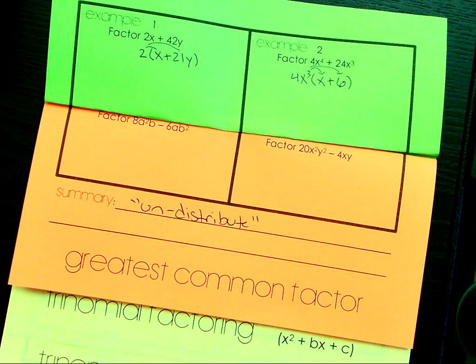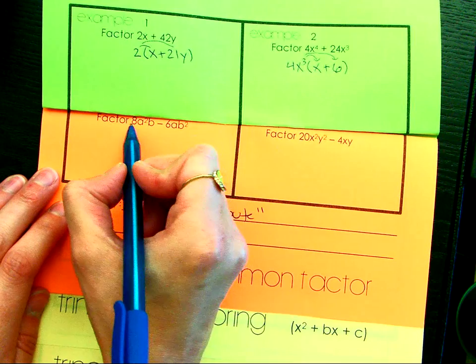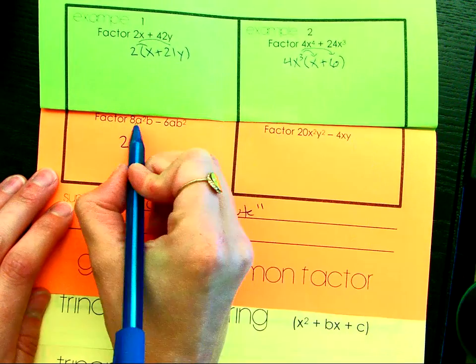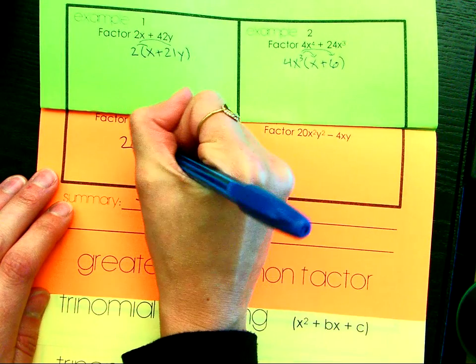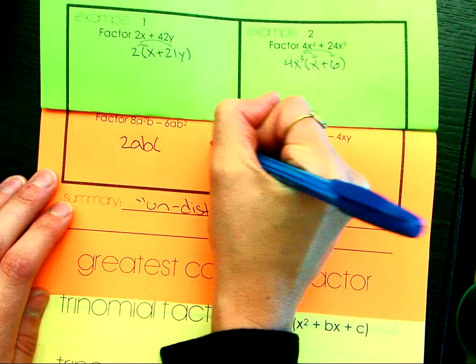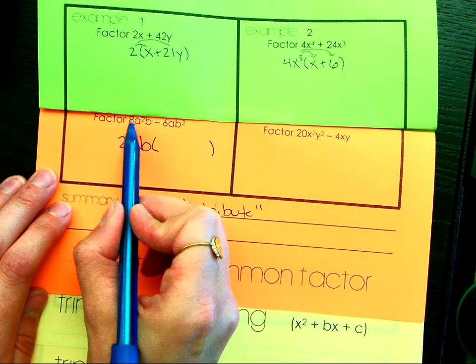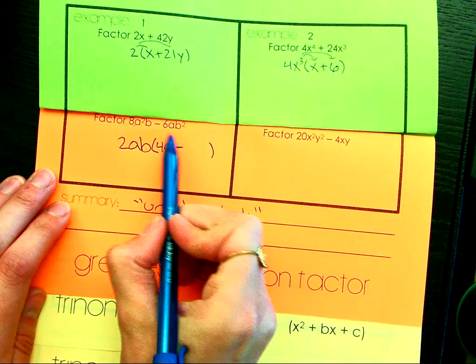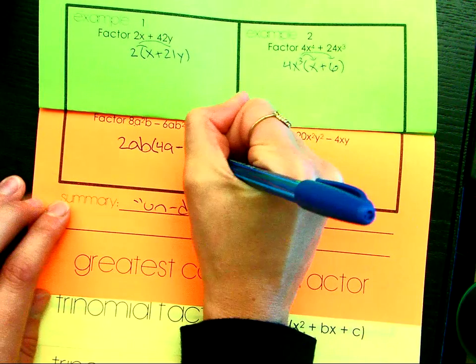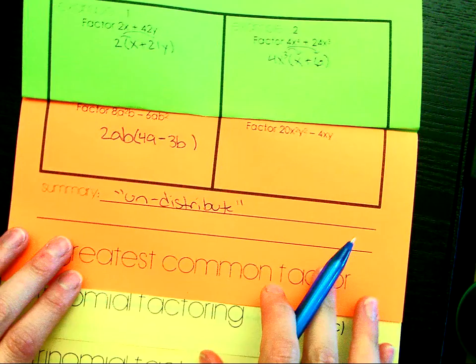Okay, so this next one, hopefully you're just checking your answer. The 8 and the 6 have a 2 in common. A squared and A, an A in common. B and B squared, so there's a B in common. So I can factor a 2AB out of both terms, which here would leave me with 4A minus, and here that leaves me with 3B. So 2AB was the greatest common factor of both those terms. I factored it out, and that is as far as you can factor.